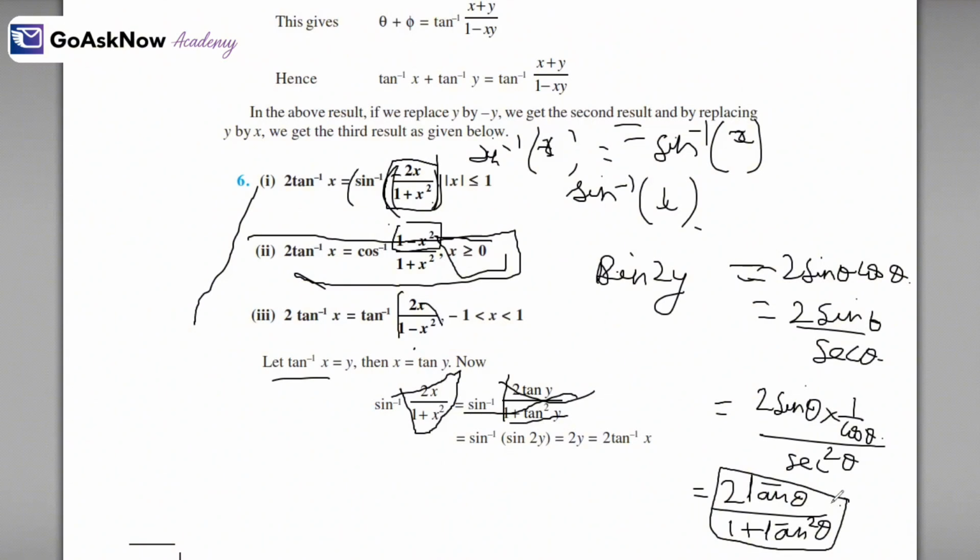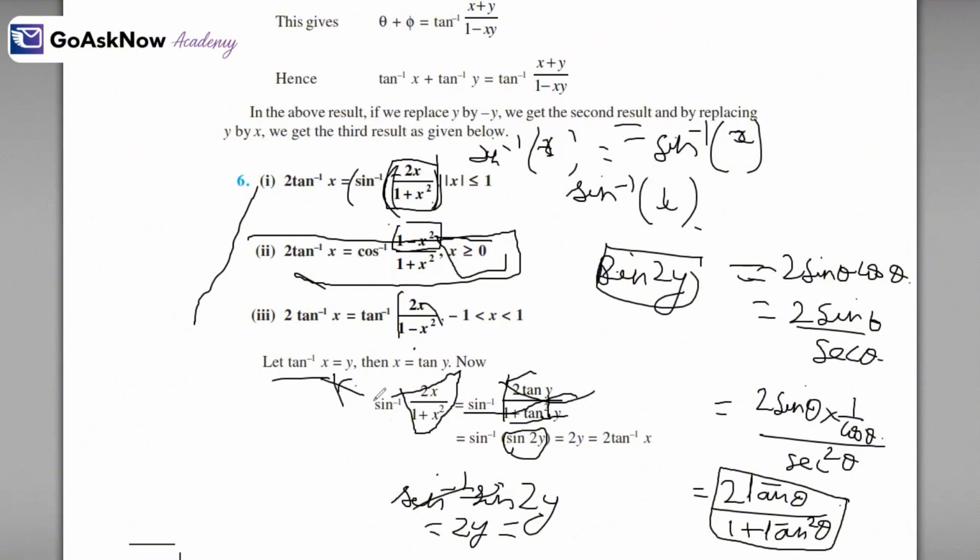If you don't remember this formula, you can prove it by yourself. So 2 tan theta upon 1 plus tan square theta is equal to sine of 2y. So sine inverse of sine of 2y: sine and sine inverse will cancel out. So it will be equal to 2y, and substituting the value of y, which is tan inverse x, you will get 2 tan inverse x as your answer. This is the proof of this formula. I hope that you got it and you can prove the others by yourself.